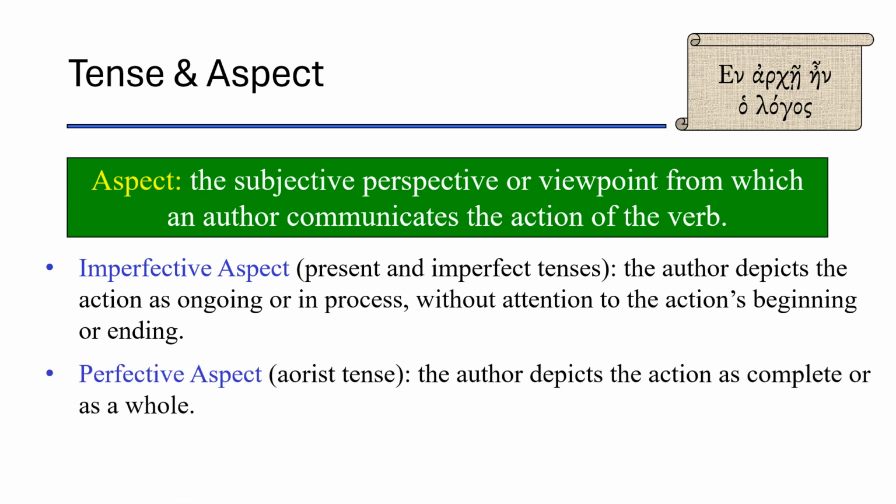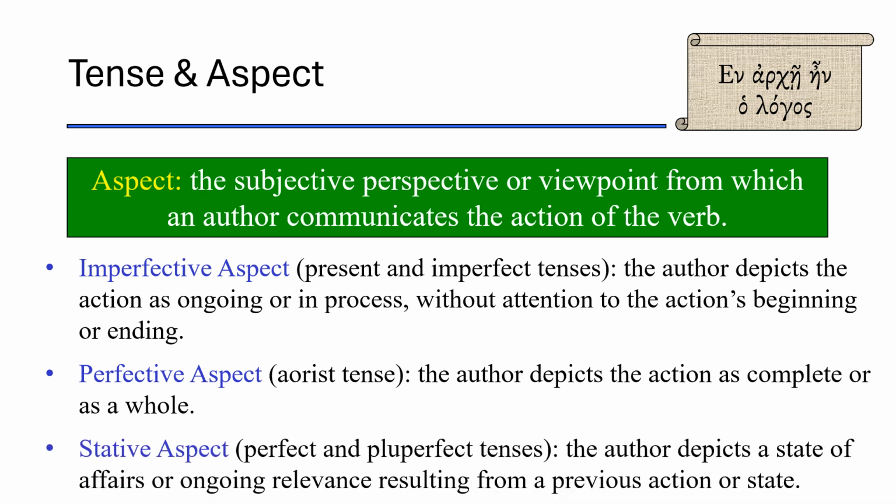There's also perfective aspect. This is in the aorist tense. This is an action that is complete or whole. It had a beginning, it had an ending, and now it's done. Then there's the stative aspect, and this is found in the perfect and pluperfect tenses. This is where the author is depicting a state of affairs or an ongoing relevance resulting from a previous action or state.